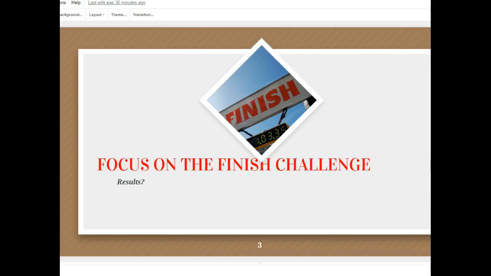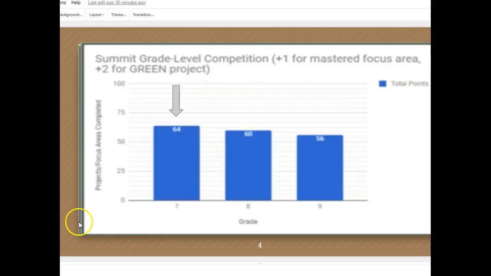In order to give you more incentive to finish this year strong, we are having a challenge, a competition called Focus on the Finish. And here are the results. Well, 8th grade, you did have the lead, but 7th grade came up from behind a little bit and just barely topped you. So now would be a great time for you to really pour on the power and see if you can top 7th grade.